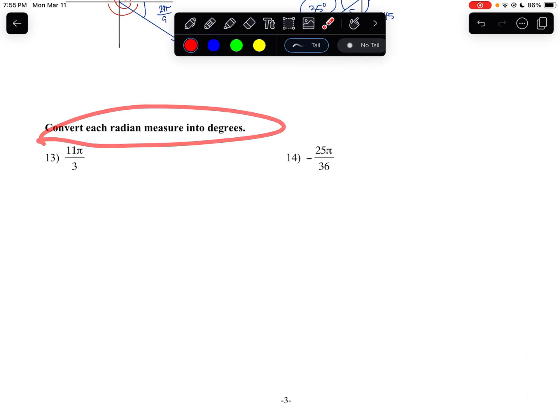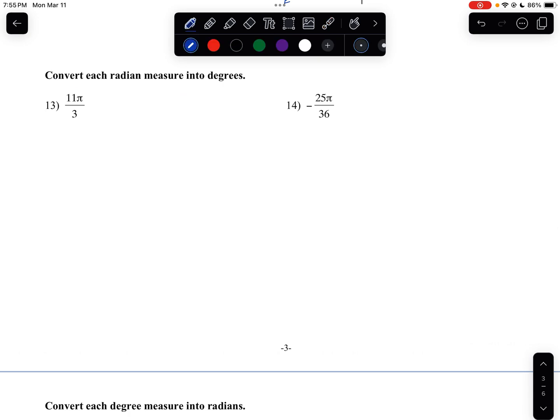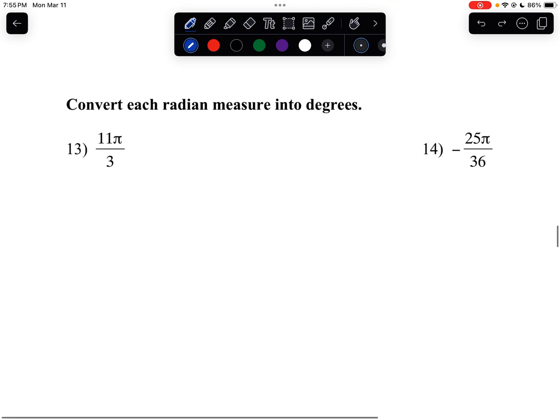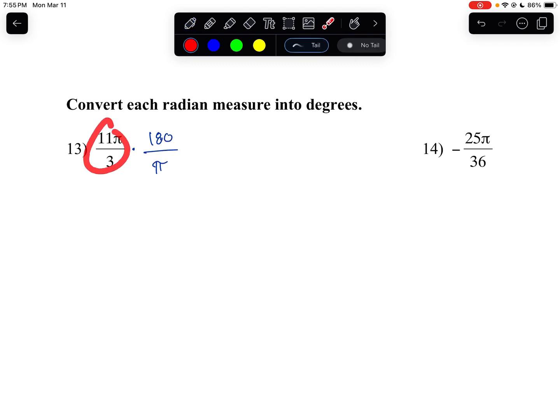Okay, convert each radian measure into degrees. So for this one right here, these are radian measures. I want to convert them to degrees. So simply put, I'm going to multiply. We've covered this in class, so I'm not going to cover too much as to why you do this. You can look at some notes or look up a video. But I'm going to multiply by 180 divided by pi if I want to get radians into degrees. So the radians are going to cancel. Then I'm just going to get on the numerator 11 times 180, and on the denominator 3. If I multiply that on my calculator, 11 times 180, and divide that number by 3, I get 660 degrees.